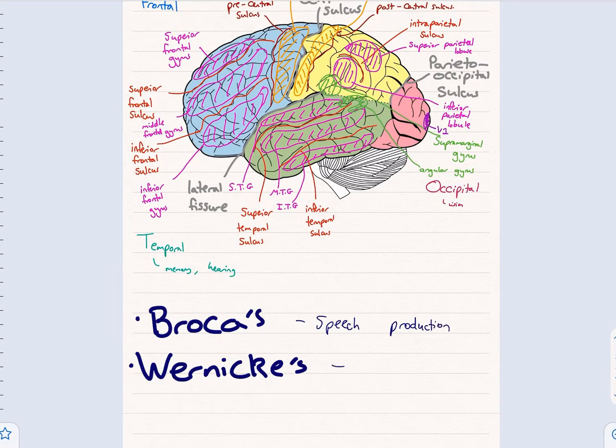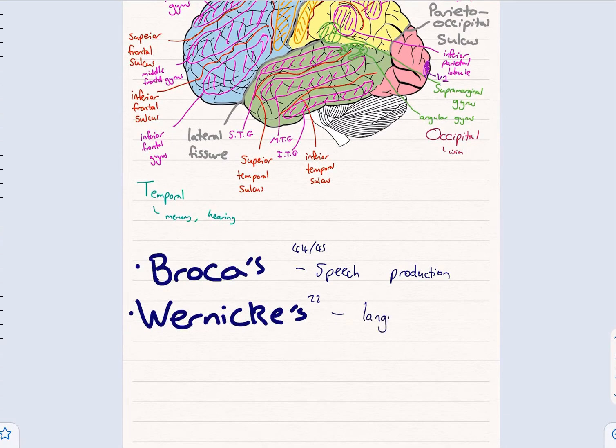And then Wernicke's, this sits kind of like here. This is the secondary auditory cortex. This is Brodmann area 22. And this is for language comprehension. So this is 44 and 45, and this is 22. And then this is language comprehension.